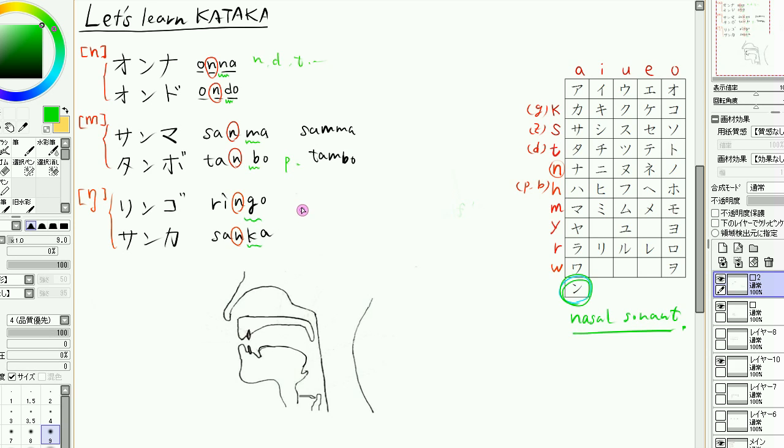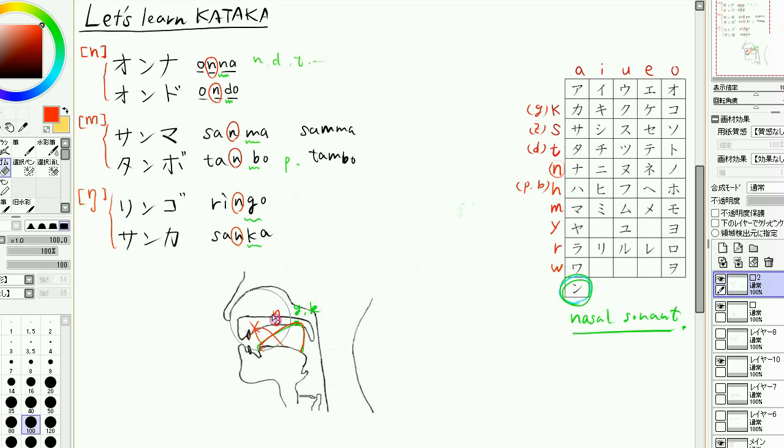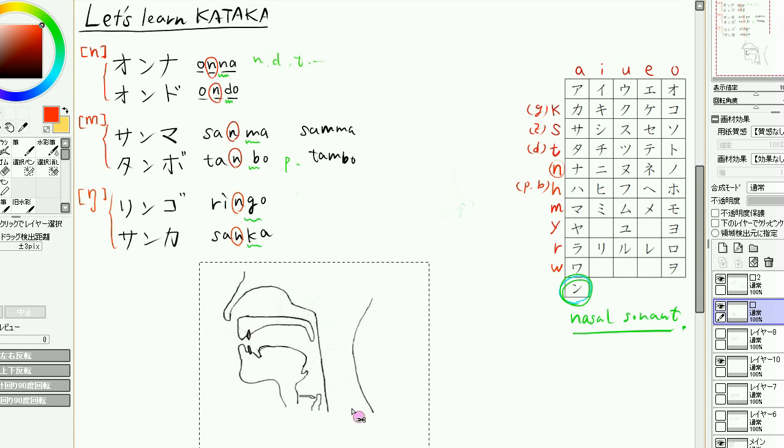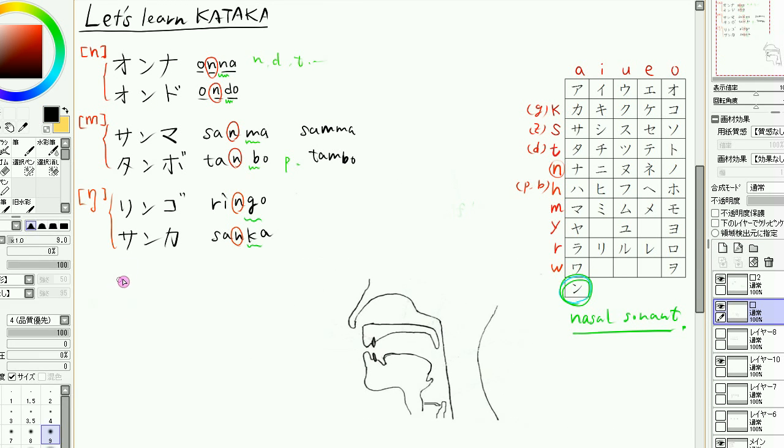because G and K, this kind of sound is made with your tongue like this, right? G and K. So why not make the nasal sonant with that shape to begin with, right? So you don't have to make N sound at all. You just directly go to this shape and go ringo and sanka. All right. So if you're an English speaker, that will be all the nasal sonants you can think of. But in Japanese, it's not. So let's put it here. And how about this?